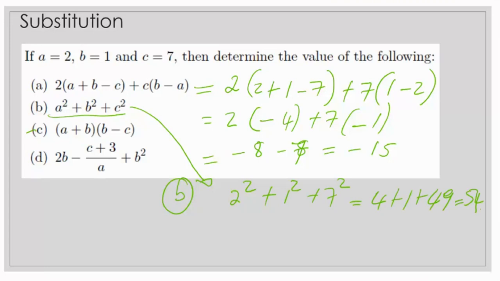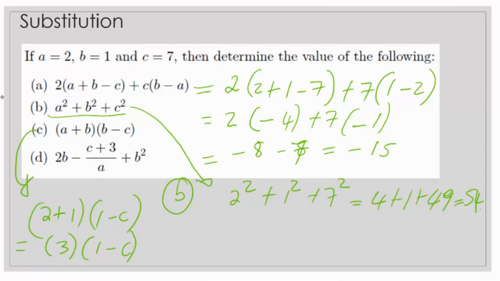And then I'm going to come here to C. For C, I'm going to have A, which is 2 plus 1, into 1 minus C. I've got brackets and brackets, and I'm applying BEMDAS or BODMAS. 2 plus 1 is 3. 1 minus C is 1 minus 7, which is negative 6.